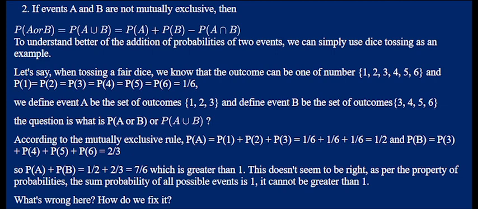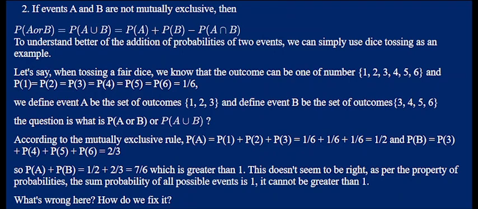According to the mutually exclusive rule, A equals 1 plus 2 plus 3, which is 1 over 6 plus 1 over 6 plus 1 over 6, which is 1 over 2. And B is 3 plus 4 plus 5 plus 6, which is 2 over 3. So A plus B would be 1 over 2 plus 2 over 3, which is 7 over 6, which is greater than 1. This isn't right because per the property of probabilities, the sum probability of all possible events is 1, so it can't be greater than 1.